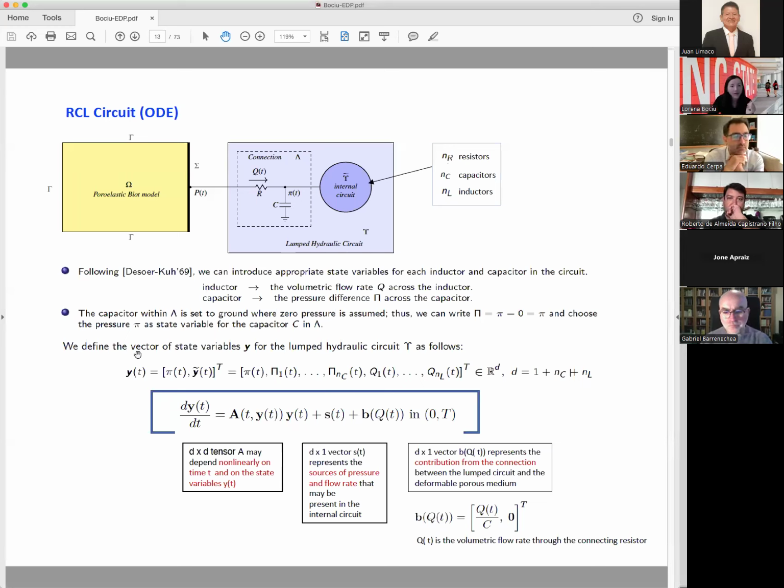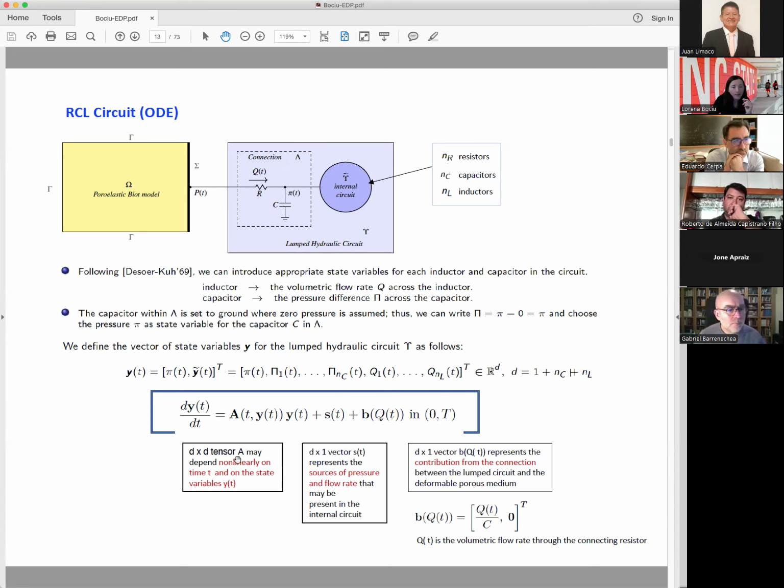Okay, so then we have the vector of state variables, which we call Y, for the lumped hydraulic circuit, which has 1 plus n sub c plus n sub l variables. And then, as I told you, the little pi is the first one, and that's the most important one, as you will see. And here's how the ODE for the lumped circuit looks. So it's a nonlinear ODE. Let me describe everything that shows up in here.